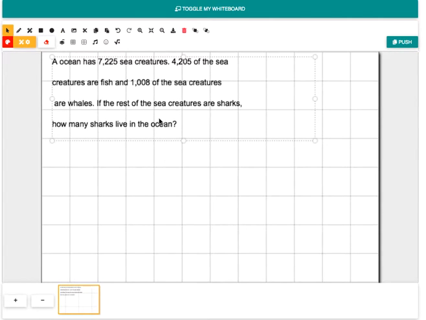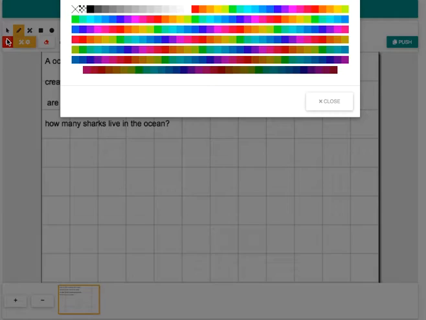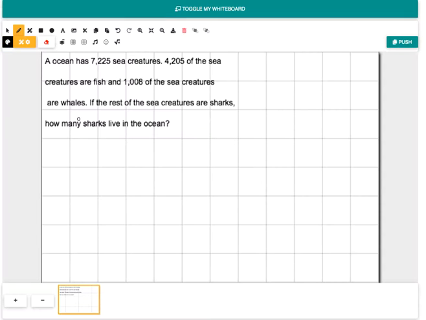An ocean has 7,225 sea creatures. 4,205 of the sea creatures are fish, 1,008 of the sea creatures are whales. If the rest of the sea creatures are sharks, how many sharks live in the ocean? So like I said, our first step with the word problem is always to write CUBES because we want to make sure that we can solve the problem correctly. If we don't know where the numbers are or what the question is, we cannot solve it.